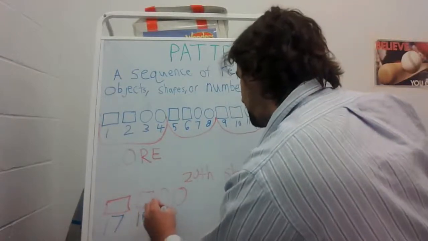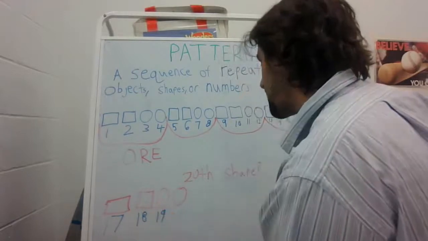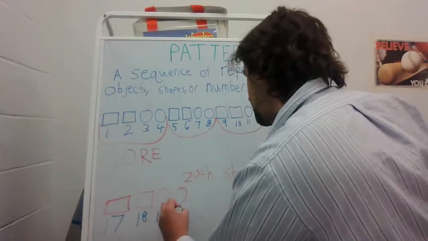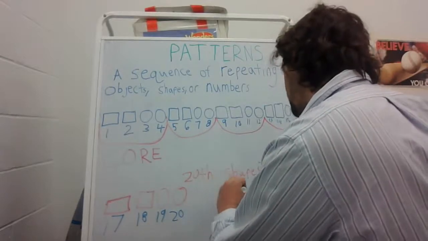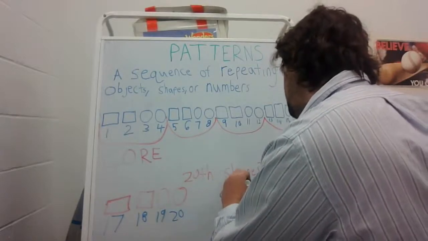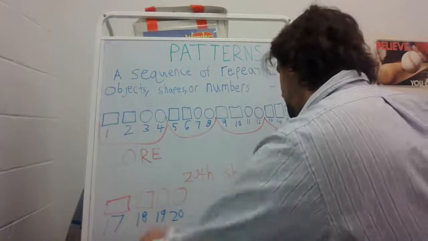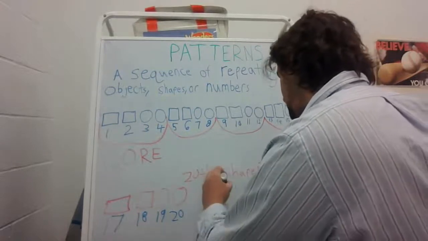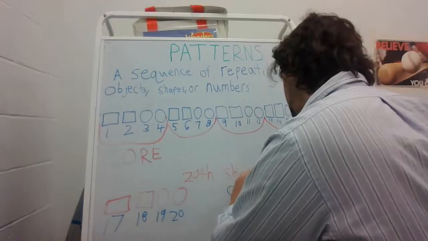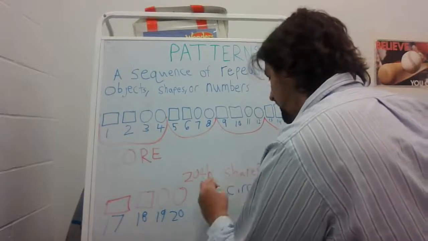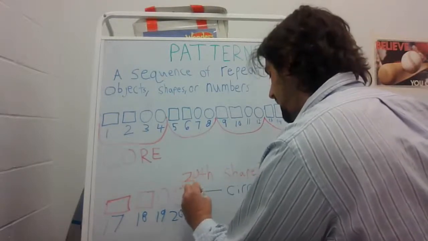19 is going to be a circle. 20 is going to be a circle. So the 20th shape in the pattern will be a circle. Let me write the word circle and the shape a little more neat. So the circle is the 20th shape in the pattern.